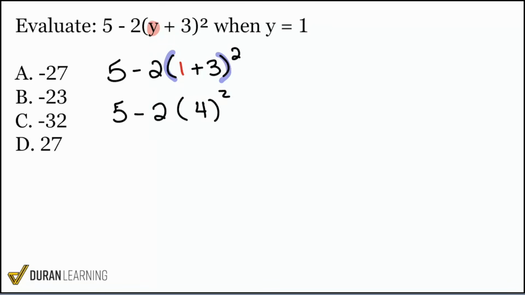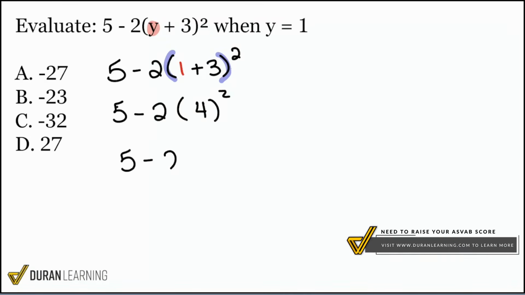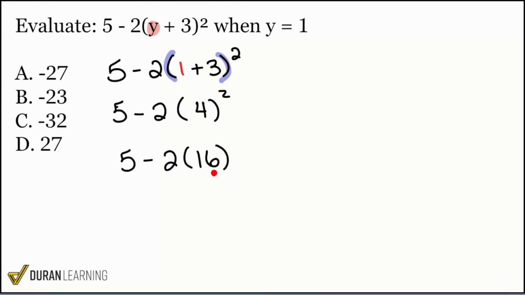Up next, we'll handle the exponent. So 4 squared, that ends up becoming 16. So we have 5 minus 2 multiplied by 16. Now here's where some folks might get a little tripped up. Everyone, we're going to do 2 multiplied by 16, which ends up being 32.